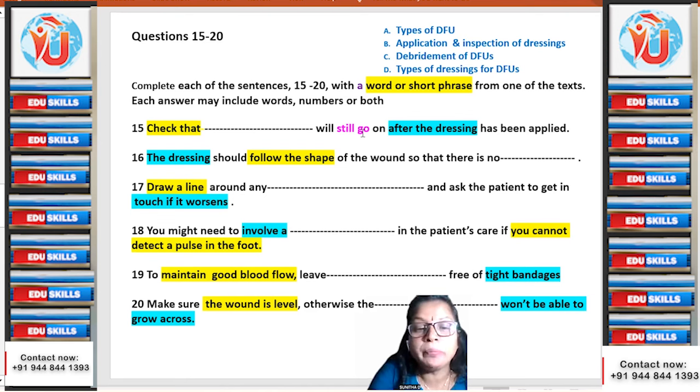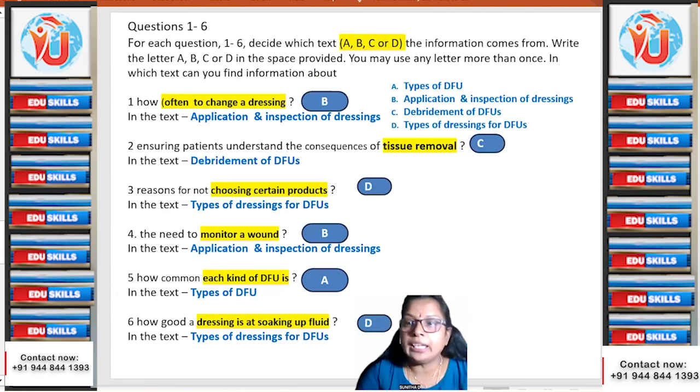And the 20th question: make sure the wound is level, otherwise the dash won't be able to grow across. So where can we see that? Where do we have to search? "Won't be able to grow across." The wound is level. Yes. Okay, so we can go through the answers from the key with the help of a keyword or key phrase.